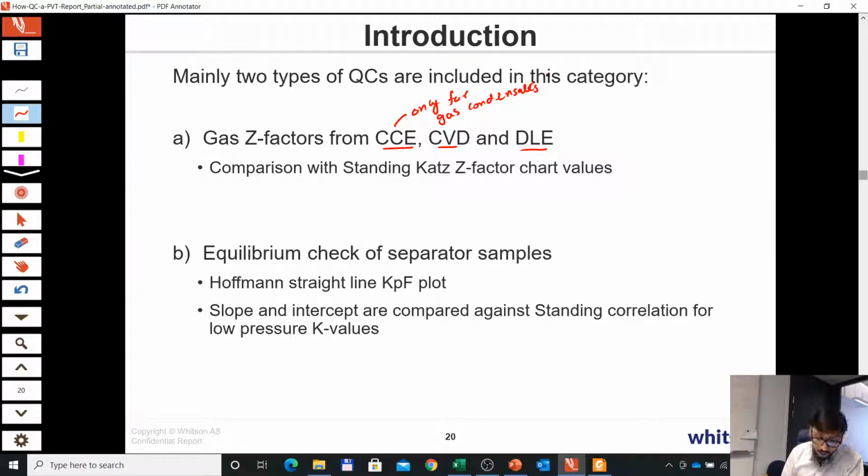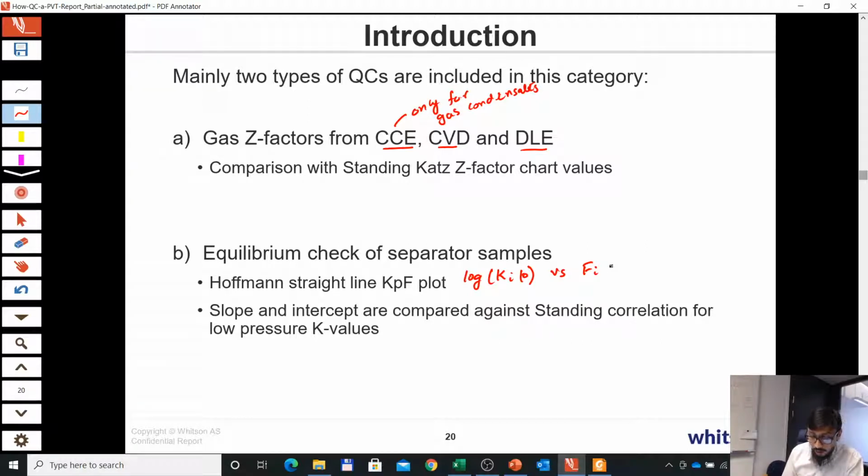The second QC that we will be discussing is the equilibrium check of separator samples. There, the main idea is to see whether the collected samples and the samples that are analyzed in the PVT lab are actually in thermodynamic equilibrium. The method we use is the Hoffman et al. method. There, the basic idea is that if you plot the log of Ki times pressure versus the Fi term, then it should be a straight line.